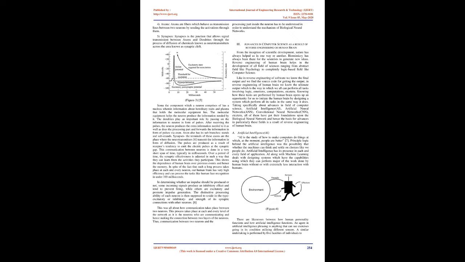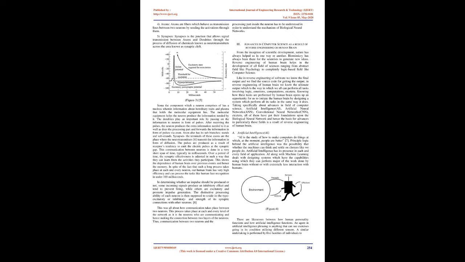Figure 3. Soma. The component of a neuron has a nucleus, where information about hereditary traits lies, and plasma that holds the molecular equipment. The molecular equipment helps the neuron produce the information needed by it. The dendrites play an important role by passing on the information to the neuron in the form of pulses. After receiving the pulses, the neuron produces the extra information needed, does the processing part, and forwards the information in the form of pulses via the axon.